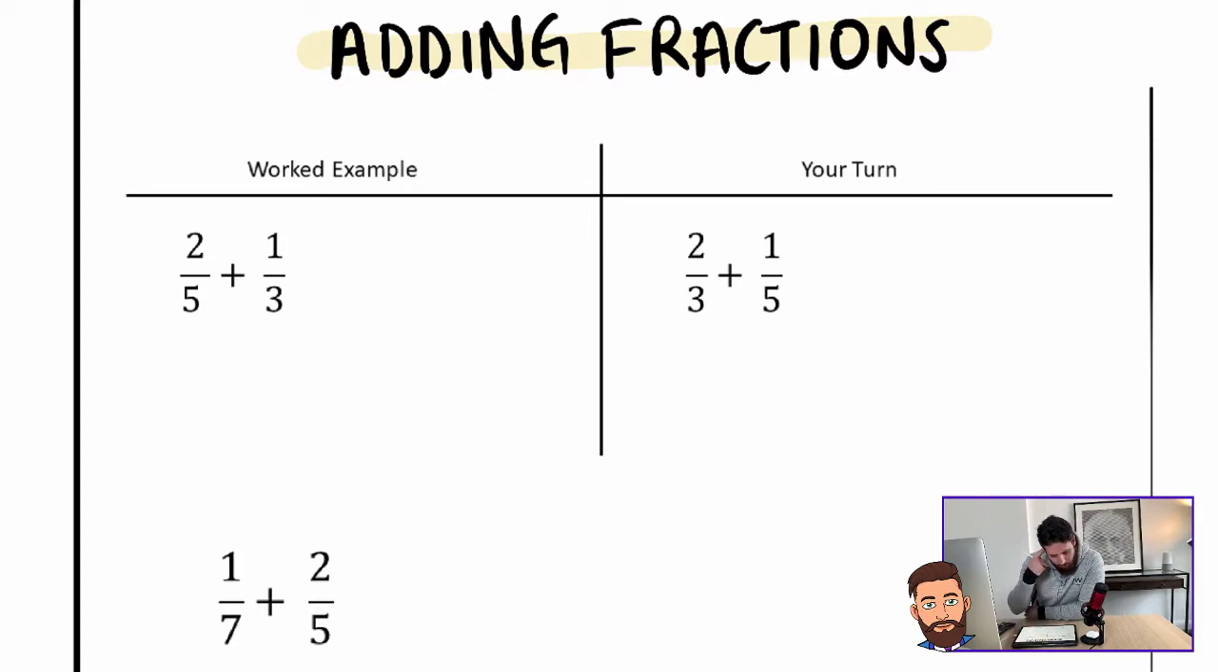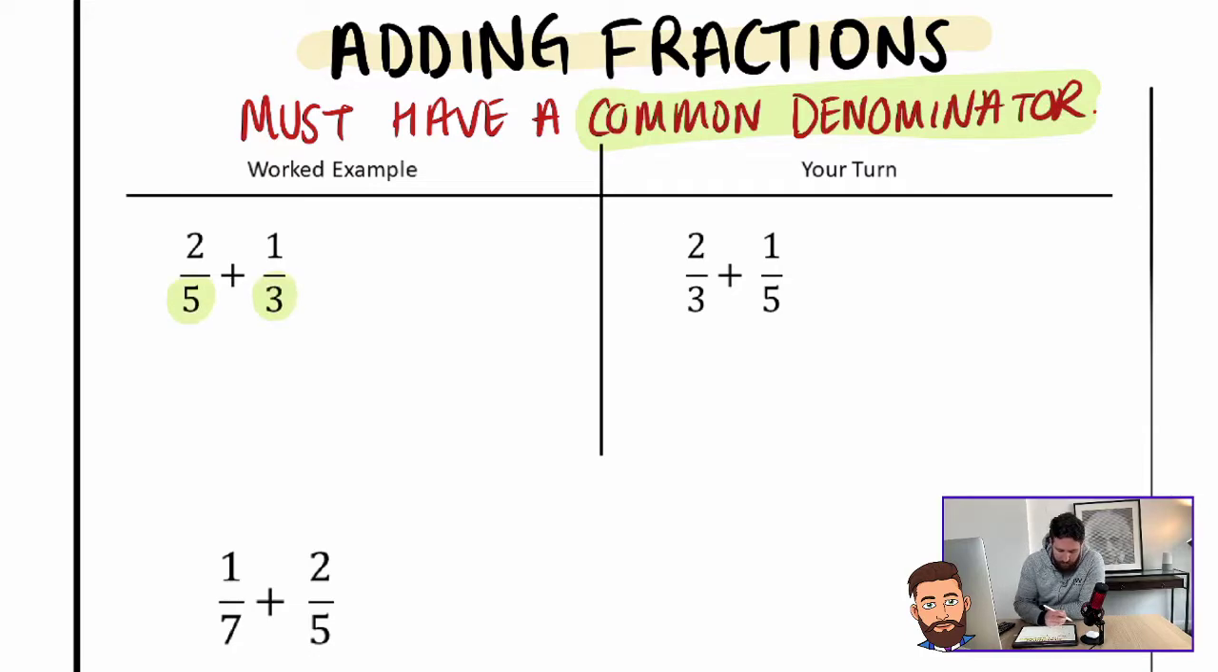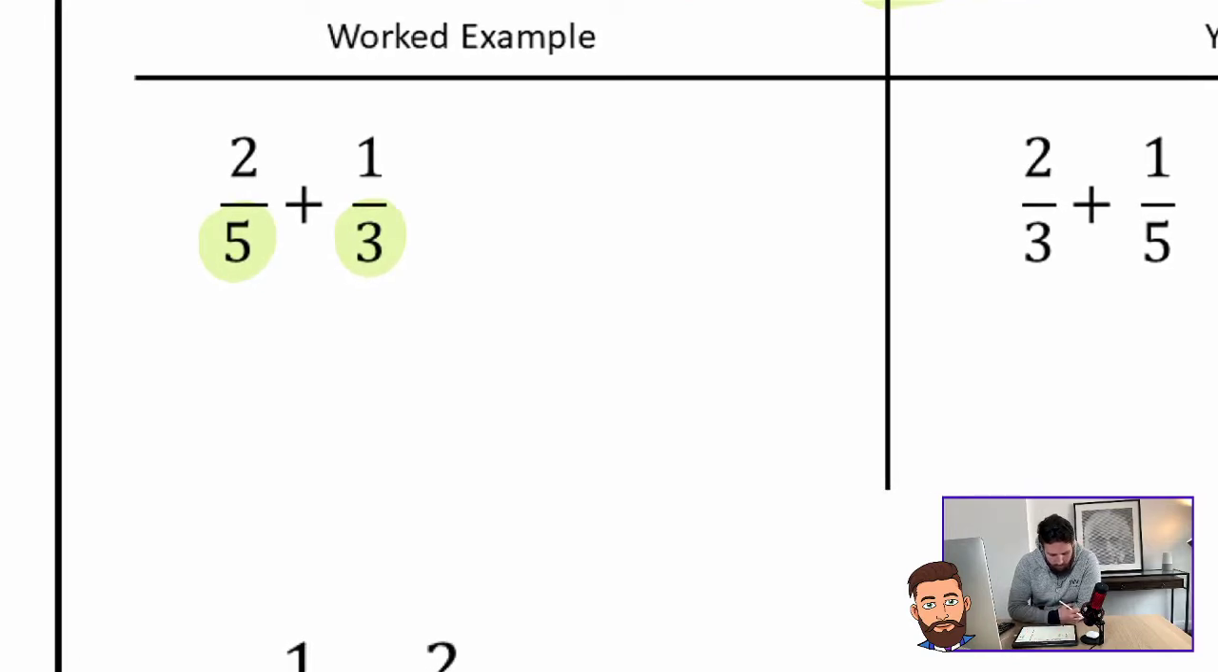So the first note that we should make here is you must have a common denominator. Okay, you have to. What does that mean? It's a fancy way to say the bottom number needs to be the same before you can add them. So if I'm looking at this worked example, 5 and 3, they're not the same, so I can't just do what most students do when they forget and they just add across. You have to make them the same.